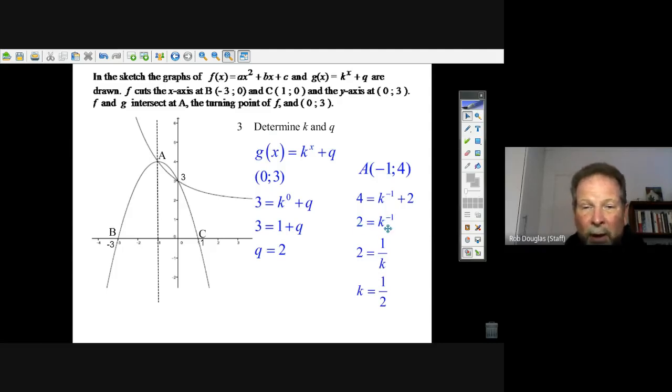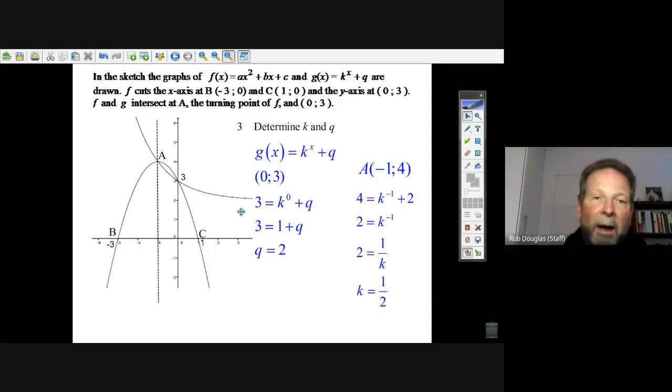Now, this might be tricky for people. There are different ways of doing it, but I think this might be the easiest way to solve it. k to the minus 1 is equal to 1 over k. That's what negative exponents are about. And now if you have a fraction like this, 1 over something that equals a number, these two things can trade places. Multiply by k and divide by 2. And there's your answer. k equals a half.